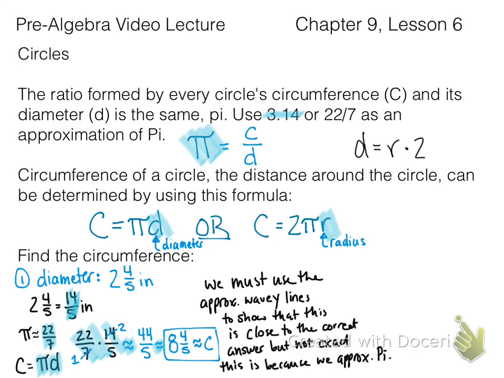But don't think that I'm going to let you be lazy right now. I let the Algebra 1 kids be lazy and not multiply by pi and give the exact answer. But for right now, you guys are finding the approximate answer.